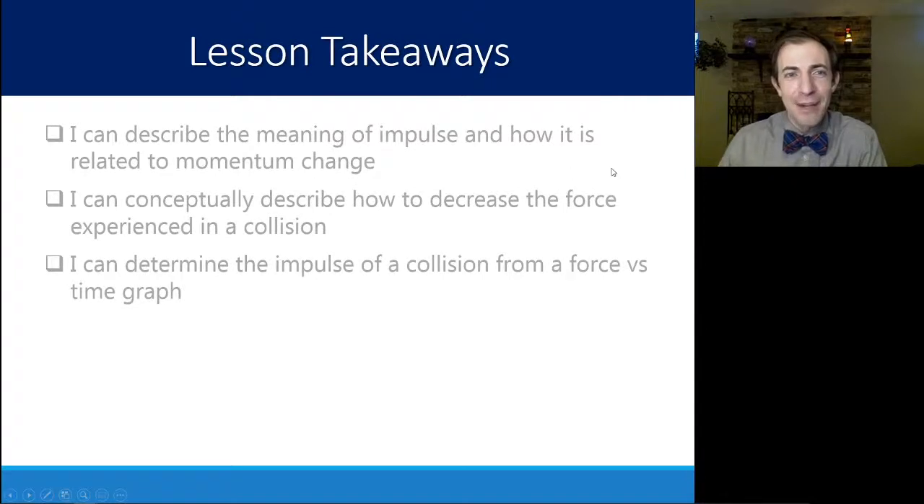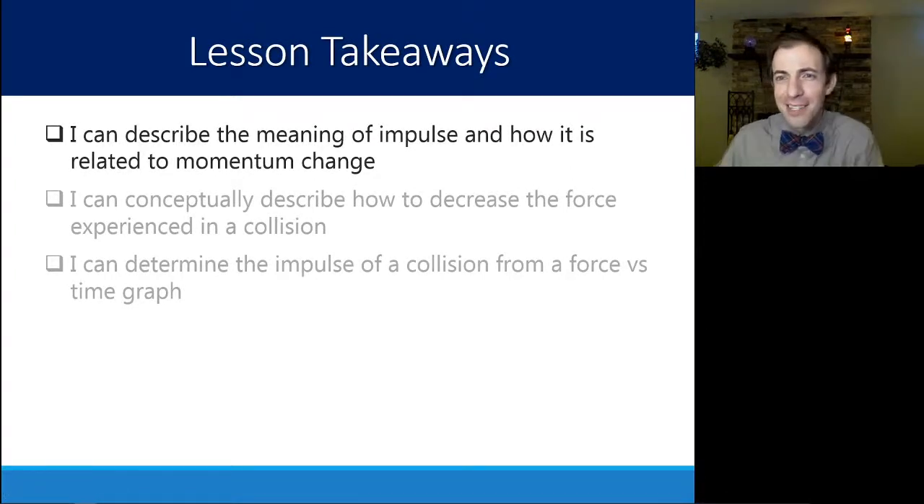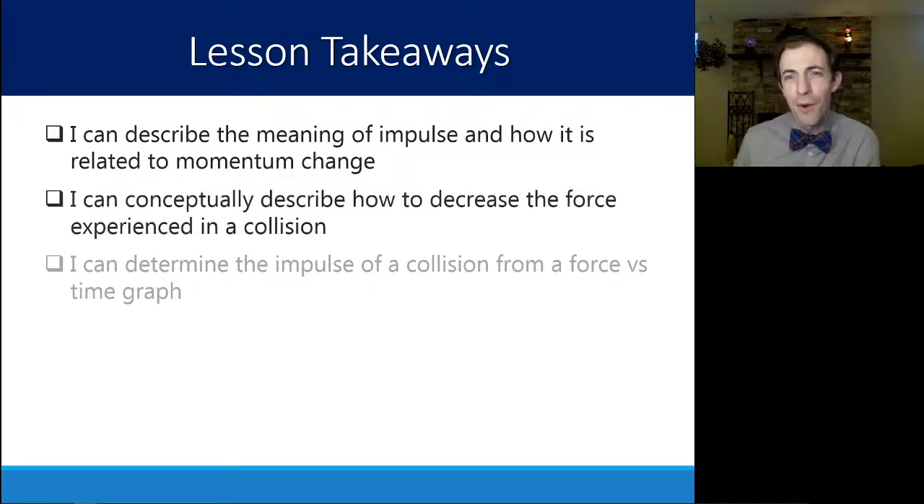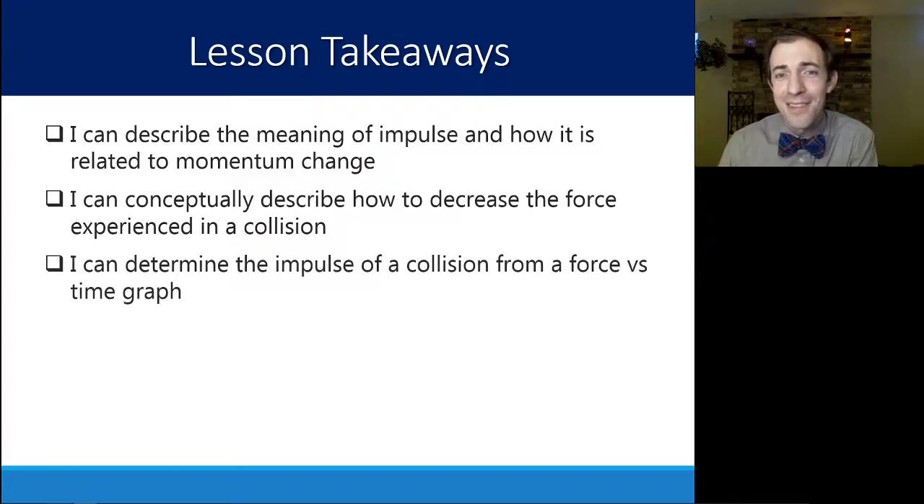So main takeaways here. You should be able to describe the meaning of impulse and how it is related to the change in momentum. You should be able to conceptually describe how to decrease the force experienced by collision. Because in a collision, you're not actually changing the overall impulse, you're just changing how the force and time interact to multiply to give you that impulse. And then you should be able to determine the impulse of a collision from a force versus time graph. Find the area bounded by that graph to find your impulse.